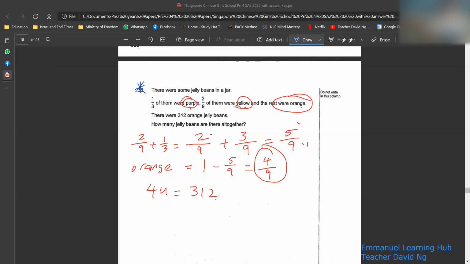Why can I say 4 units is 312? Because 4 is orange jelly beans and 312 is also orange jelly beans. Yes. So 4 units is 312. So 1 unit will be 312 divided by 4. You do the long division.